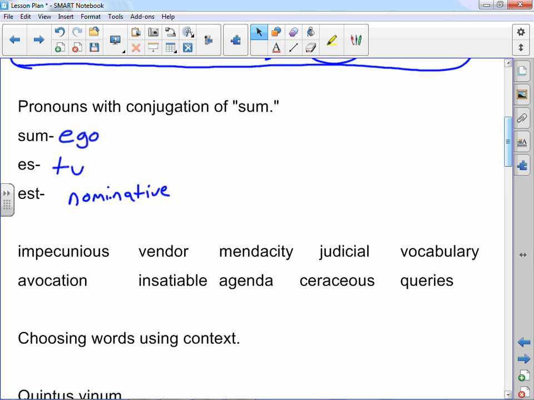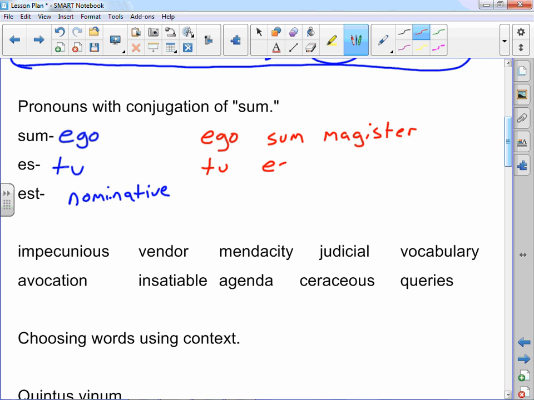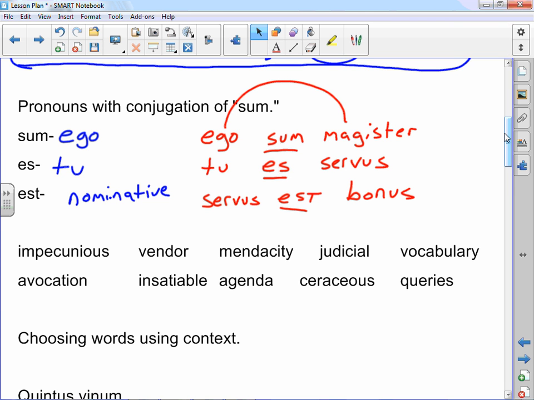If I were making a sentence here, I would say, I am the teacher. And I would use my magister there in the nominative form. I wouldn't put it in the accusative form. For es, I would have tu es. You are whatever you are. If you are a slave, you need to be in the nominative form. And then est, if I have the slave is, and if I have him as he is a good slave, I would need both of them to be in nominatives. These verbs link two nominatives together. That's why we call them linking verbs.